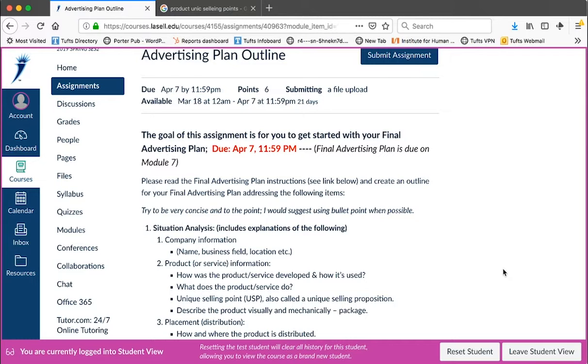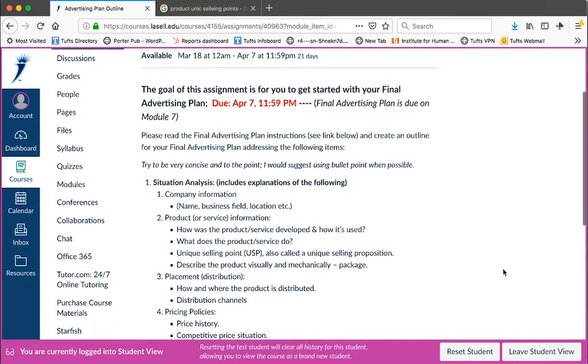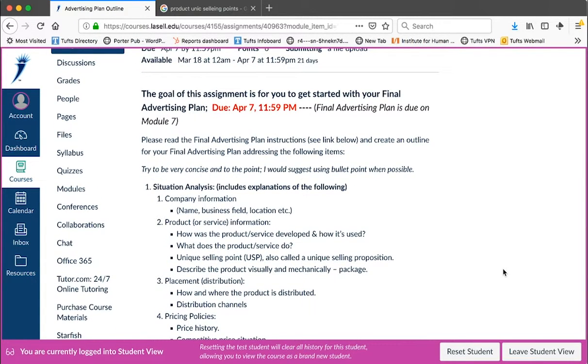So there are two components here. One is the situation analysis that includes the explanation of the following. Company information here, just a paragraph with the name of the company, the business field, and the location. That's all you have to do, just a small paragraph, that's all. Then the product or service information.